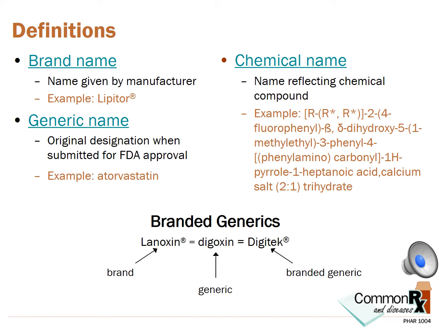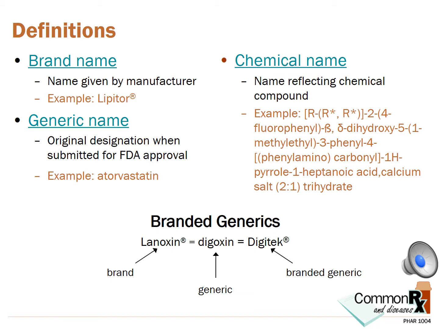Most drugs have a brand name. Typically, this is a name that the manufacturer has decided will help physicians remember the product, so it is easy to write a prescription for. Also, this name might hint at the intended use for the medication. On the other hand, the chemical name is much more complicated. This provides a description of the chemical structure of the medication. And lastly, there is a generic name. This is the name that the product was assigned when submitted to the FDA for approval.